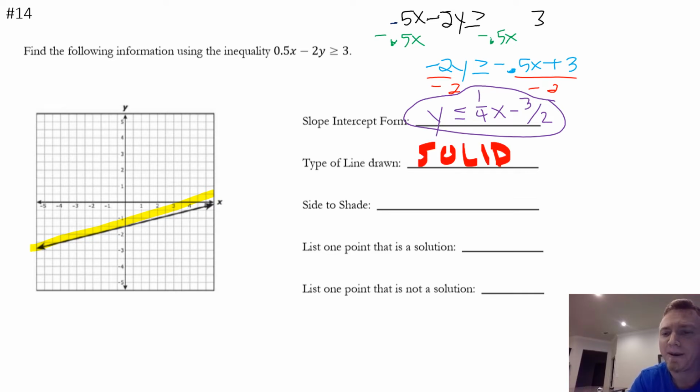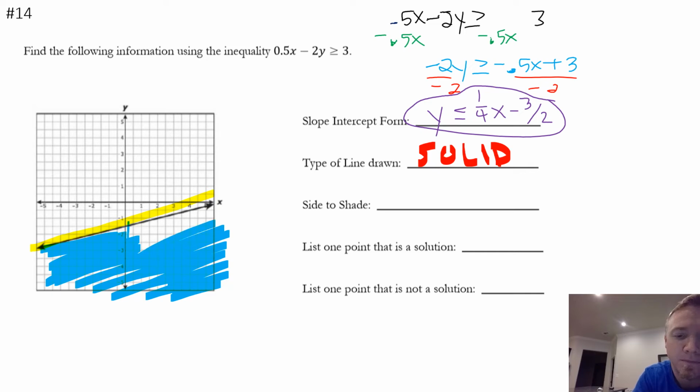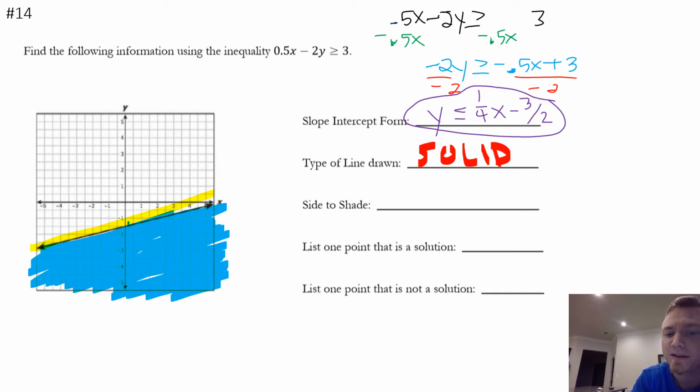Which side do we shade? So the slope-intercept form reads all y values need to be less than or equal to the line. All y values need to be less than. So I go to my y-intercept. Less than, remember, is below. So we would shade everywhere below the line. Okay, so we shade below.